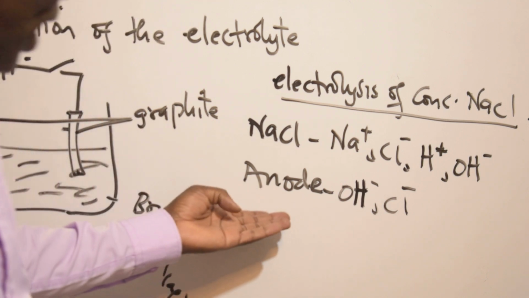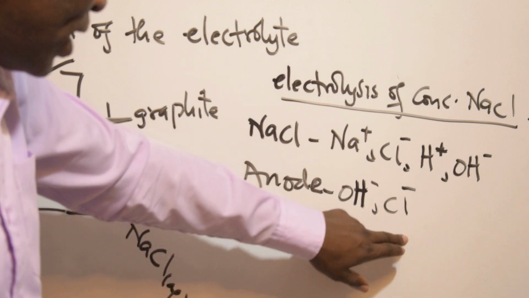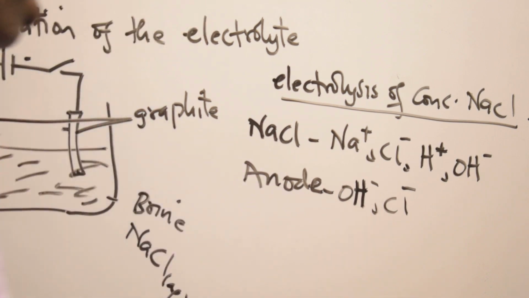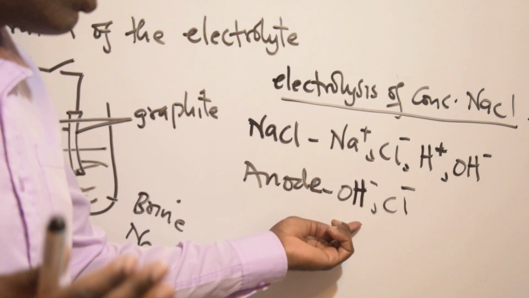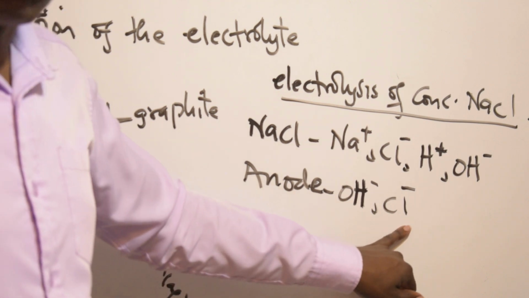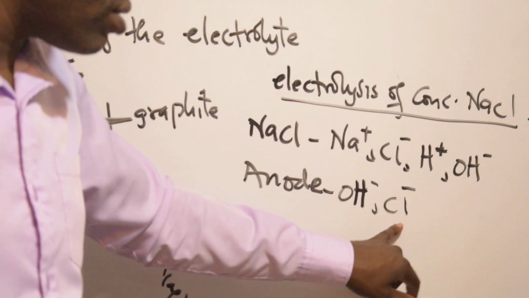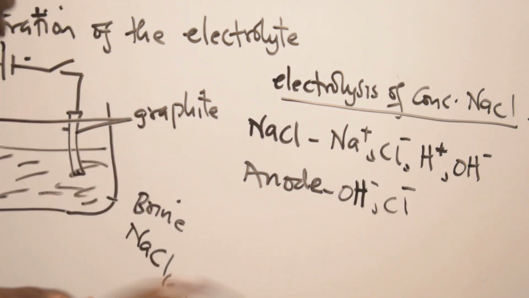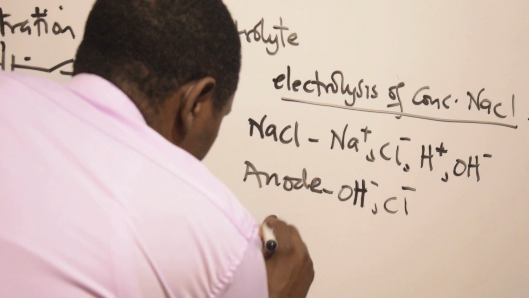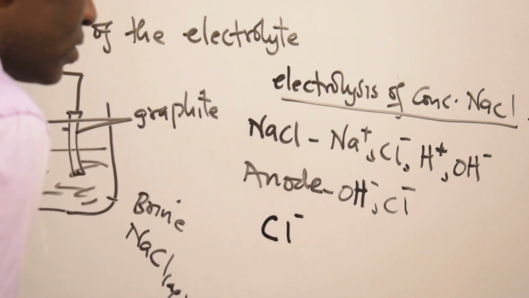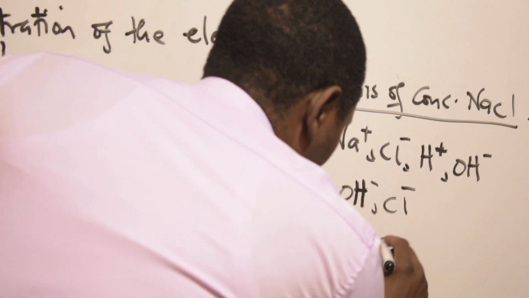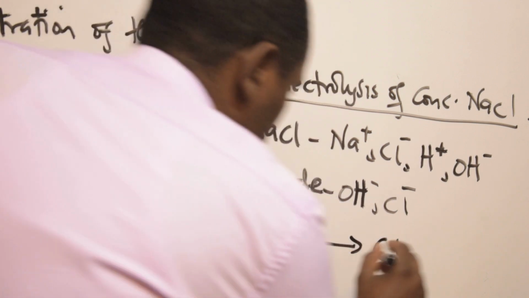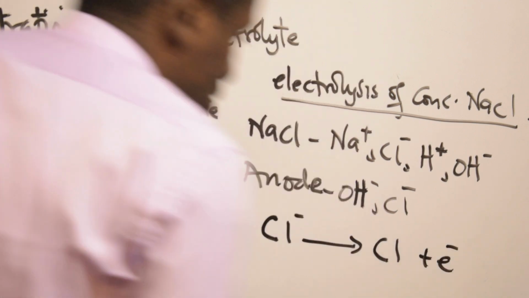So basically, what will happen to these two here? Much as the hydroxide ions have a higher tendency to lose electrons, because of the high concentration of chloride ions, the chloride ions will be discharged in preference. So basically, the equation will be, we are going to have chloride ions losing electrons and forming a chlorine atom plus an electron.